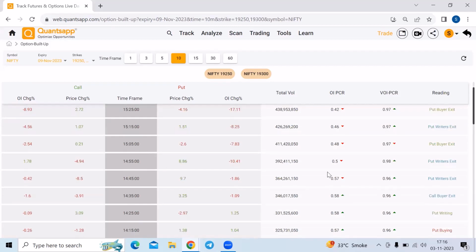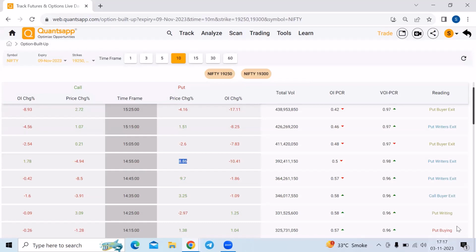Now, over here, if you see, it is showing us put writer's exit. Why is it showing us put writer's exit? Because 10% open interest unwound from the put strikes, whereas from the call strikes, there was just 5% open interest unwinding, right? And what happened on the other hand? The put price actually went up. Put price goes up, open interest goes down. That means the put options which were sold are getting unwound. Right, so that is actually telling you, more or less, the support of Nifty is getting a little bit weaker.